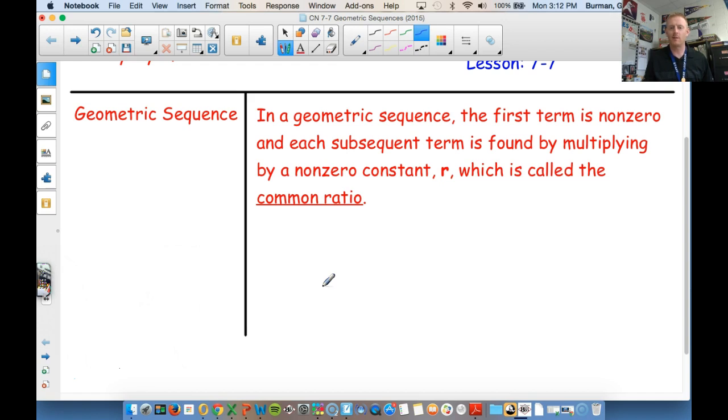So, geometric sequences. In a geometric sequence, the first term is a non-zero number, and then each subsequent term is found by multiplying by a non-zero constant. That constant is called r, and we will be using a formula to help us out with that r. This is called a common ratio. So we're going to be trying to find those things to identify if we have a geometric sequence, and we'll be changing the names of these things as we move along.